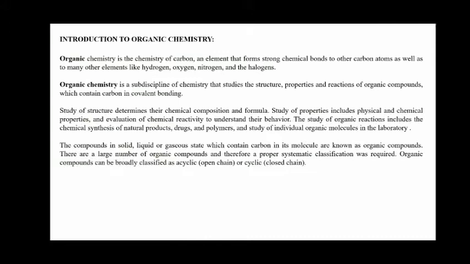There are a large number of organic compounds, and therefore a proper systematic classification was required. Organic compounds can be broadly classified as acyclic and cyclic. Acyclic means an open chain in which the carbons are attached by covalent bonds, whereas in cyclic the carbons are framed in a cyclic manner. Each and every carbon atom is attached with a covalent bond. It may be saturated or unsaturated.